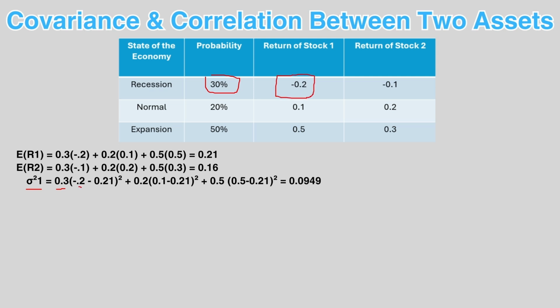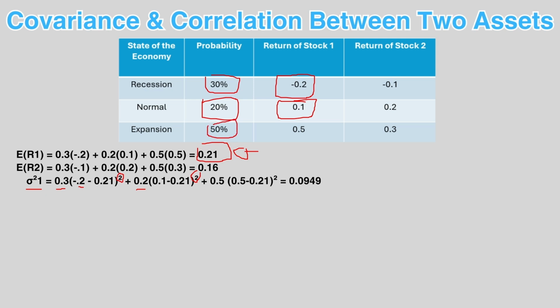We're going to subtract from that, in brackets, that's why we put it in brackets, the expected return of stock 1, which is 0.21, and then we're going to square it. And then we're going to add it to the probability of a normal state occurring, which is 0.2. Again, we're going to take the return of stock 1 in the normal state, 0.1, minus 0.21, and then again, we're going to square that.